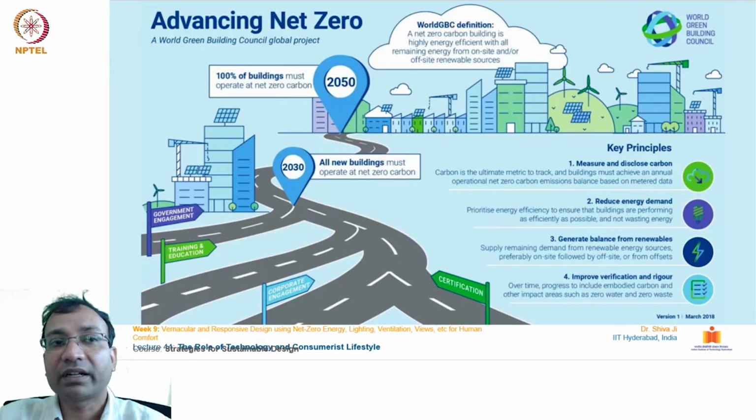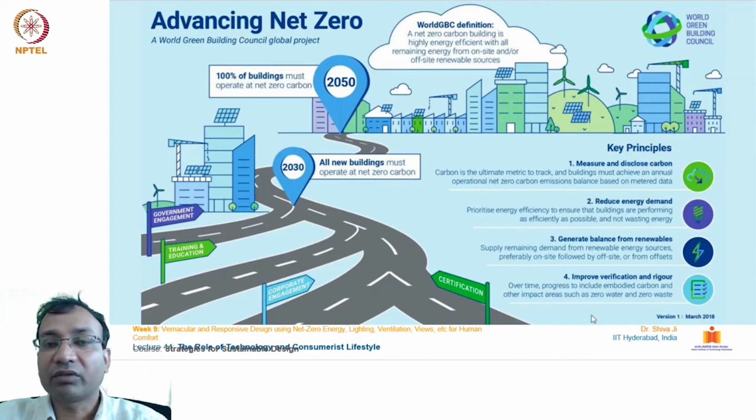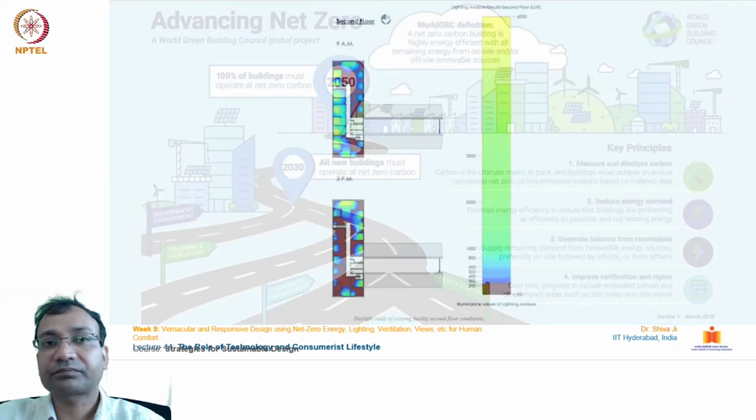So this is a target taken by the World Green Building Council (WGBC). This is quite promising, and this is the approach or the strategy which will enable us to achieve the sustainability target which we have discussed in the previous lectures. So individually, in our own capacity, we must work to strive for this goal.